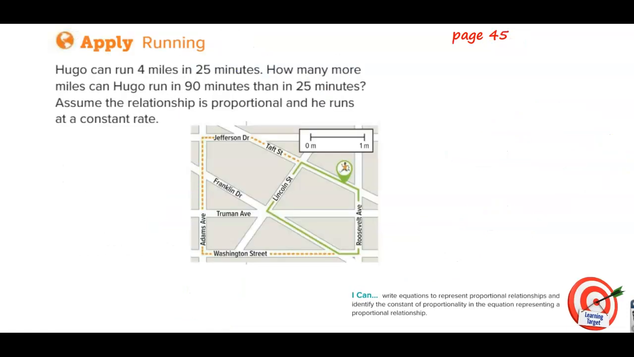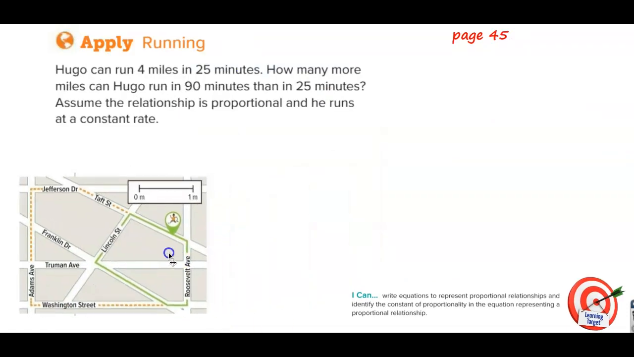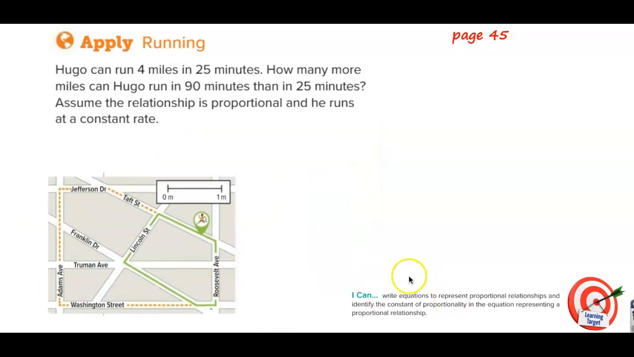Okay. Oh, we have Hugo running. I'll move this little map over here. We don't really need the map, it doesn't help us. Hugo can run 4 miles in 25 minutes. How many more miles can Hugo run in 90 minutes than in 25 minutes? Assume the relationship is proportional and runs at a constant rate.